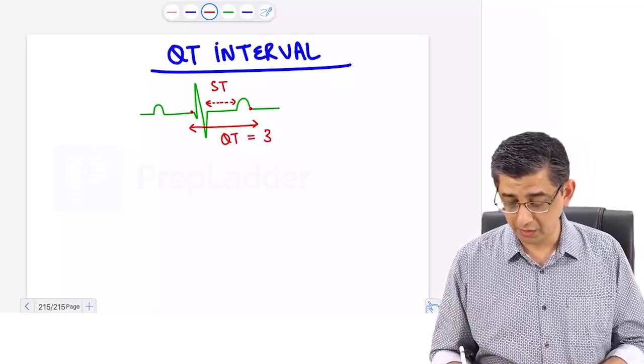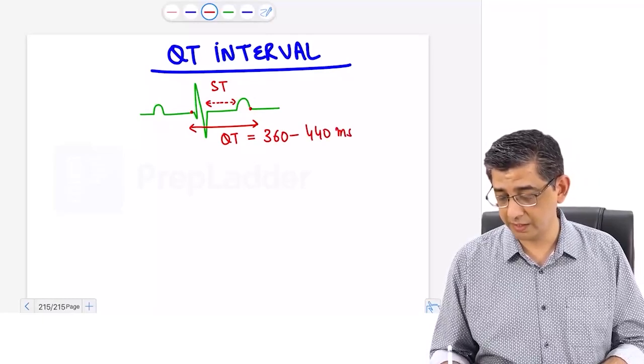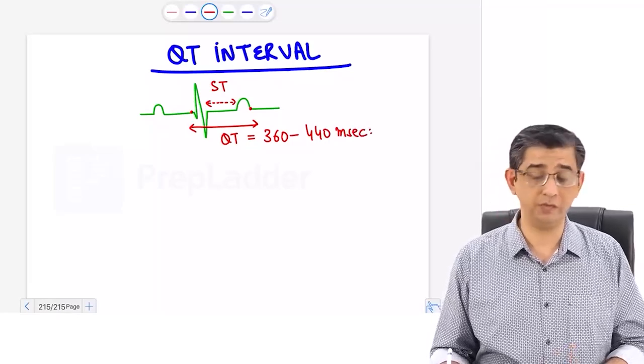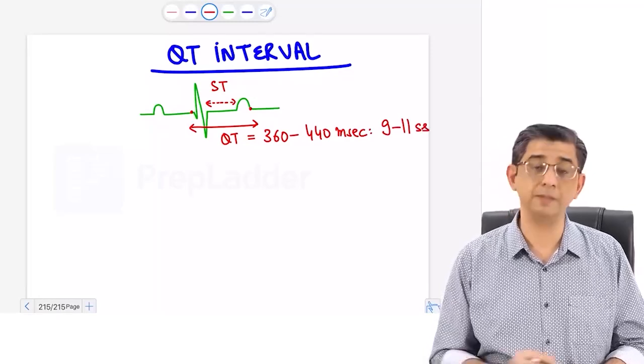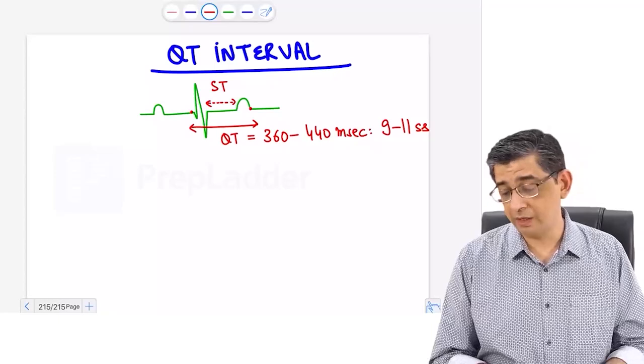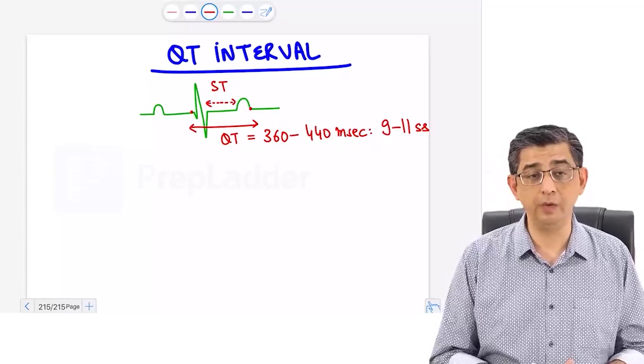Normal duration of QT interval is 360 to 440 milliseconds. So since one small square is 40 milliseconds, I said it is a range of 9 to 11 small squares. Anything less than 9, we'll call it a short QT. If it's more than 11 for 40, we'll call it a prolonged QT.